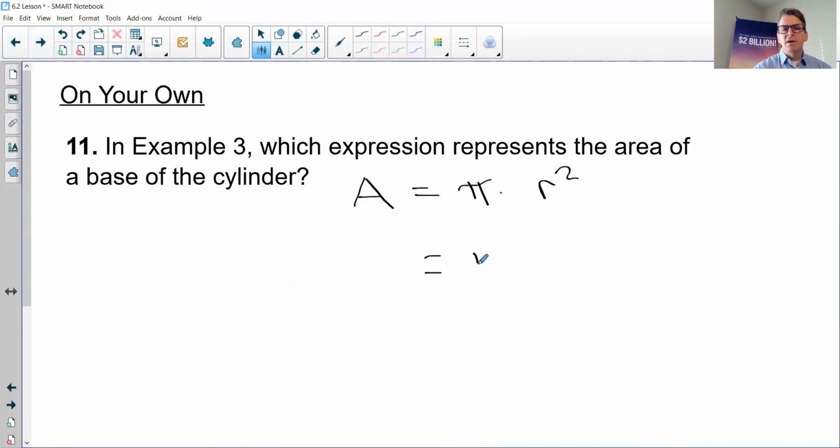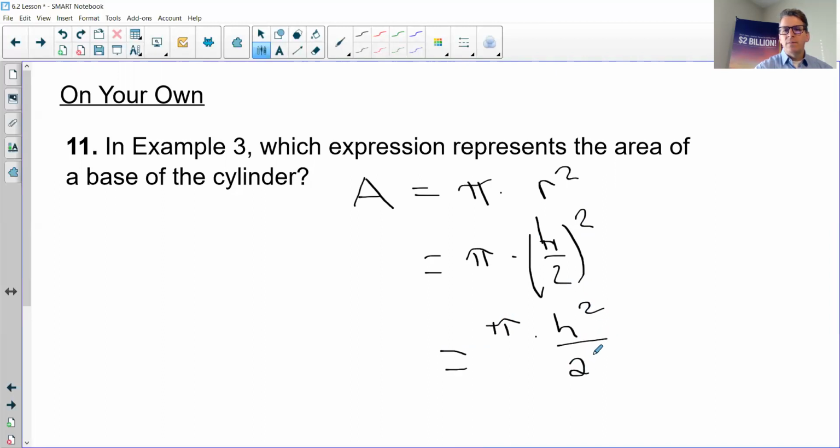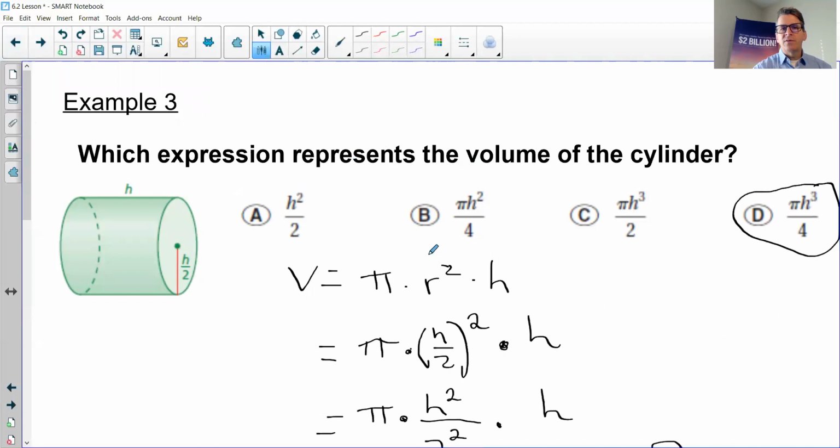Okay, so in example 3, the radius was h over 2. So if we plug in your radius as h over 2 and square that, you can see that you have pi times h squared over 2 squared, which is 4. So pi times h squared over 4. And if you look back on that example, pi times h squared over 4 was answer B.